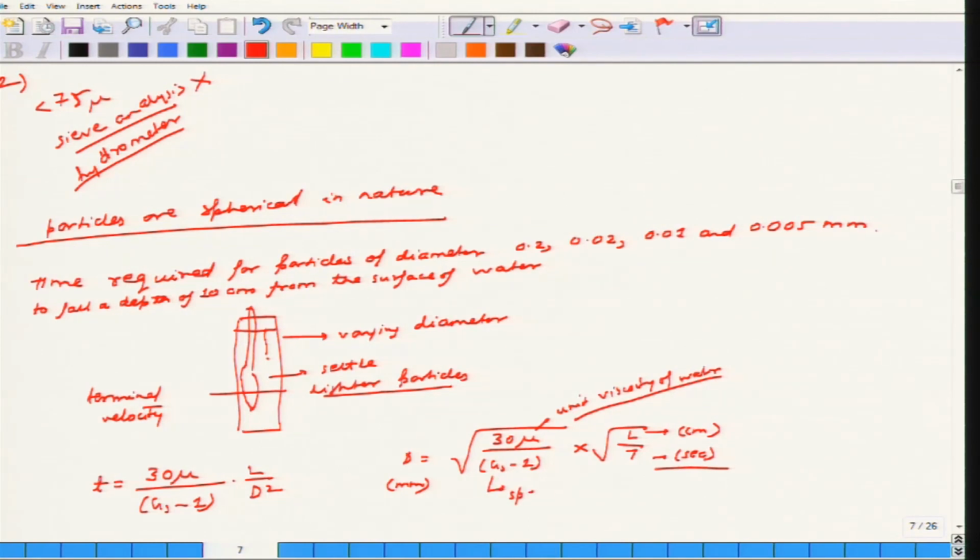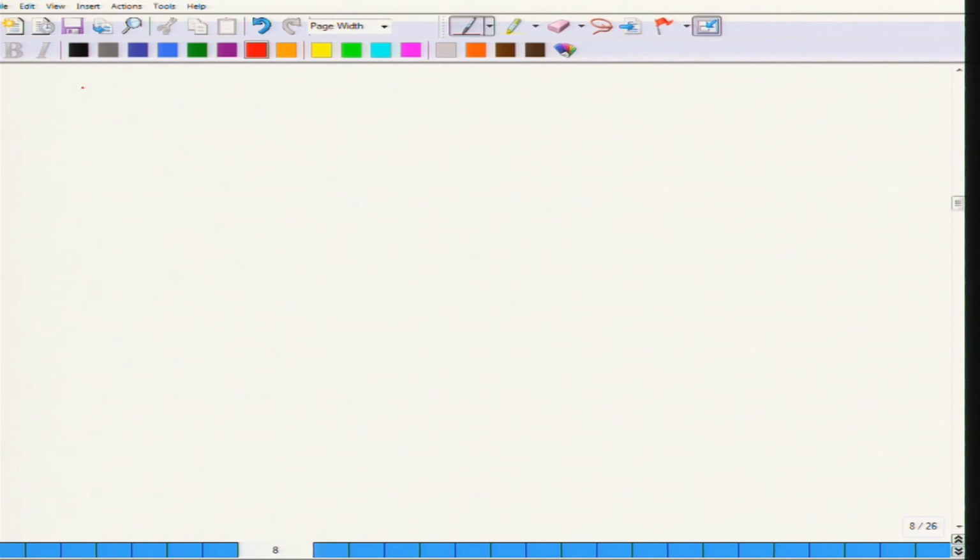Gs is the specific gravity of soil solids. Now, according to this formula, you can find out the time required for the settlement of the particles, which is nothing but 30 mu by (Gs minus 1) into L by d square.